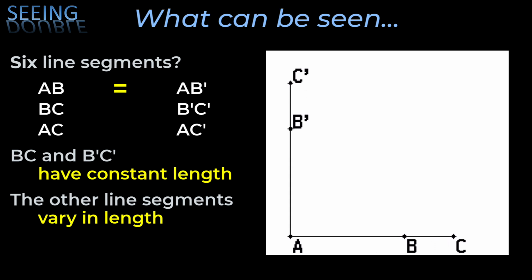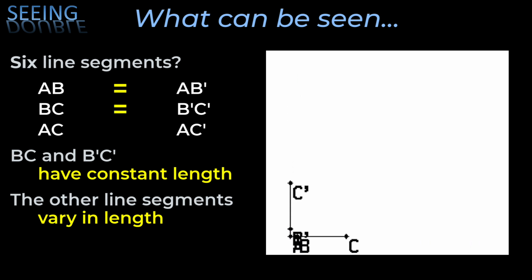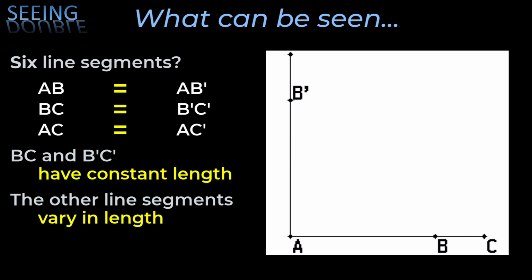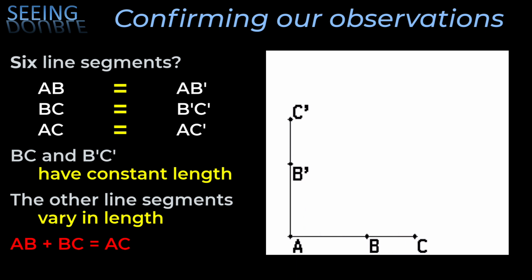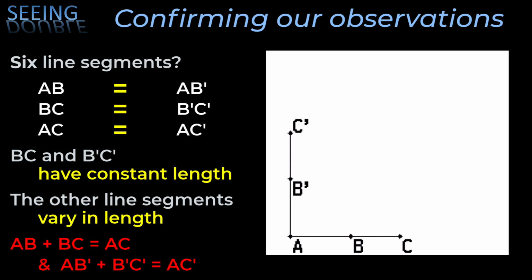AB and AB', BC and B', C', and AC and AC'. The labelling of the points B' and C' does suggest this sort of connection. Did you see that the length of the line segments AB and BC could be added to obtain the length of the line segment AC? And that the same was true of AB', B', C' and AC'?